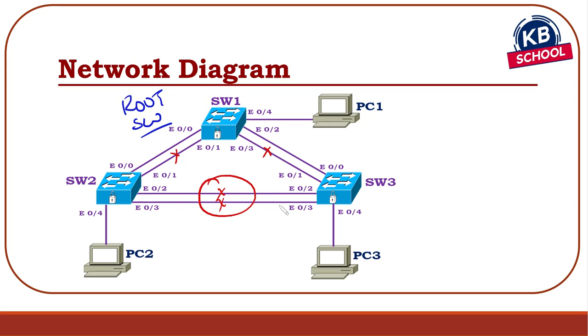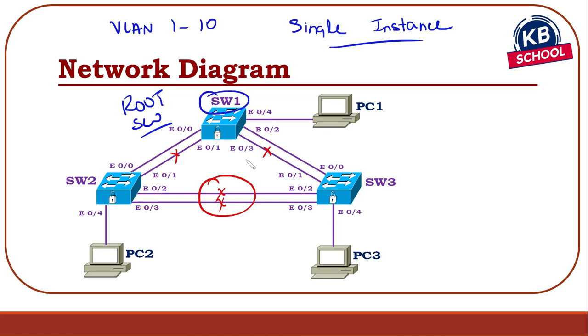Now, initially that was the case, but then Cisco introduced the concept of VLANs. Now you had multiple VLANs over here. So let's say I had 10 VLANs, VLANs 1 through 10. Now for all 10 VLANs, there was a single instance of STP. So this would be the root switch for the entire layer 2 topology, regardless of what VLAN. So this port would be blocked for all the VLANs.